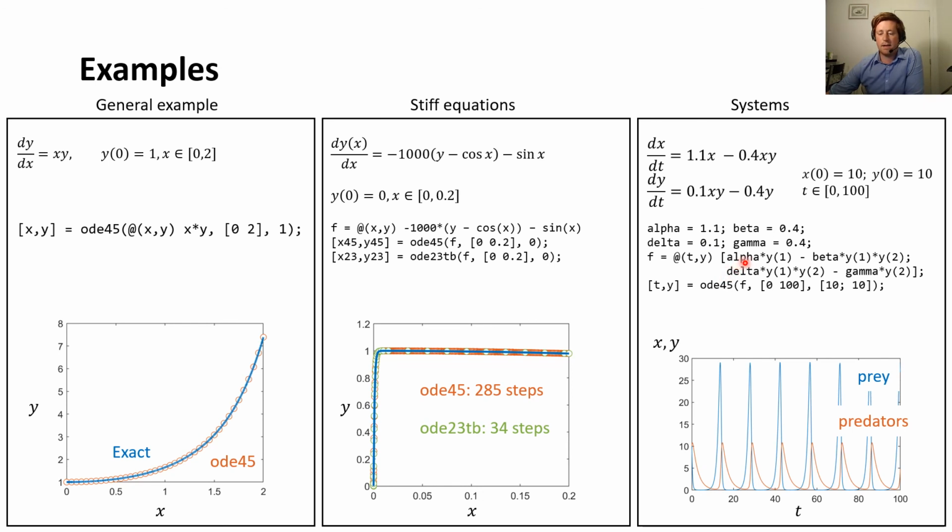And then you just write it as you would when you convert such a system to a vector. So this right-hand side, well, that's alpha times the first component of the unknown minus beta times the first component of the unknown times the second component of the unknown, and analogous for the second equation. Then we can simply call it using ODE45, and out comes then a vector t and a matrix y, where this has two components, both in this case x, the amount of prey, and y, the amount of predators.